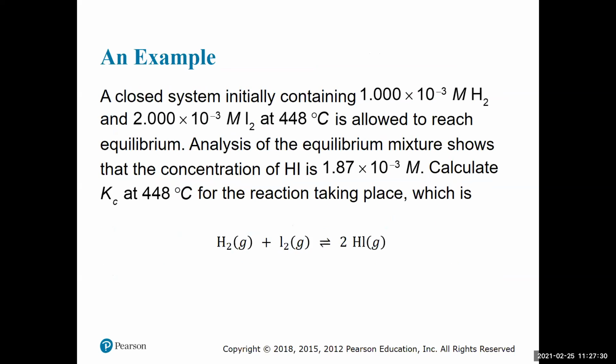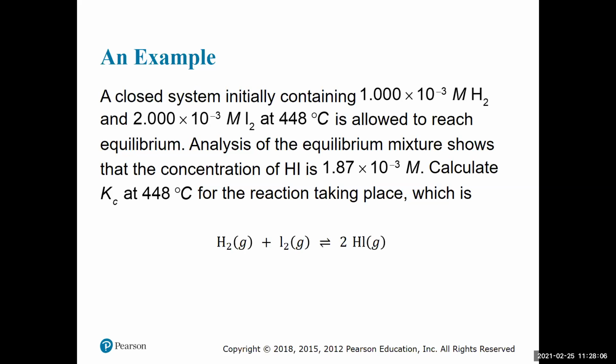So let's work through an example to show you how to use this slide that we just went over. In this example, we said we have a closed system, and initially it has 1 times 10 to the minus 3rd molar H2. There's 2 times 10 to the minus 3 molar I2. It's at 448 degrees C. It's allowed to reach equilibrium. And down here at the bottom, we have our chemical equation. H2 plus I2 gives us 2 moles of HI.